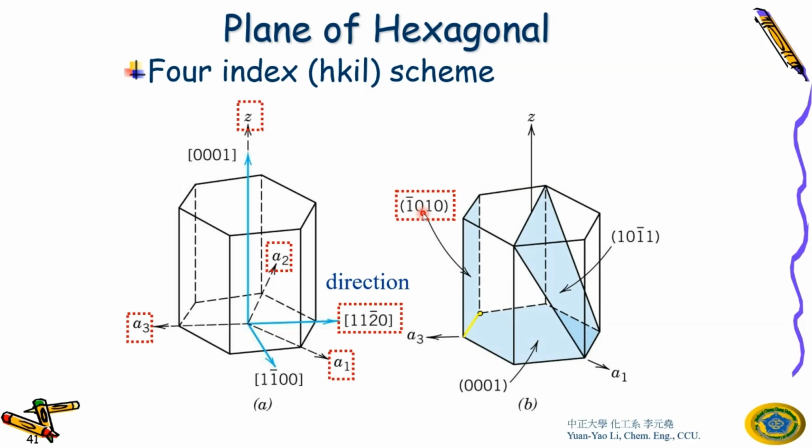Okay, this is the one. And 1, reciprocal of 1 is 1, right? So A3, 1 is here. So you point here. So you already have a line. And how about 0? 0, reciprocal of 0 is infinite. Infinite means that the plane is parallel to the axis. So it should be this one. So as a result, you know this plane represents this Miller index.